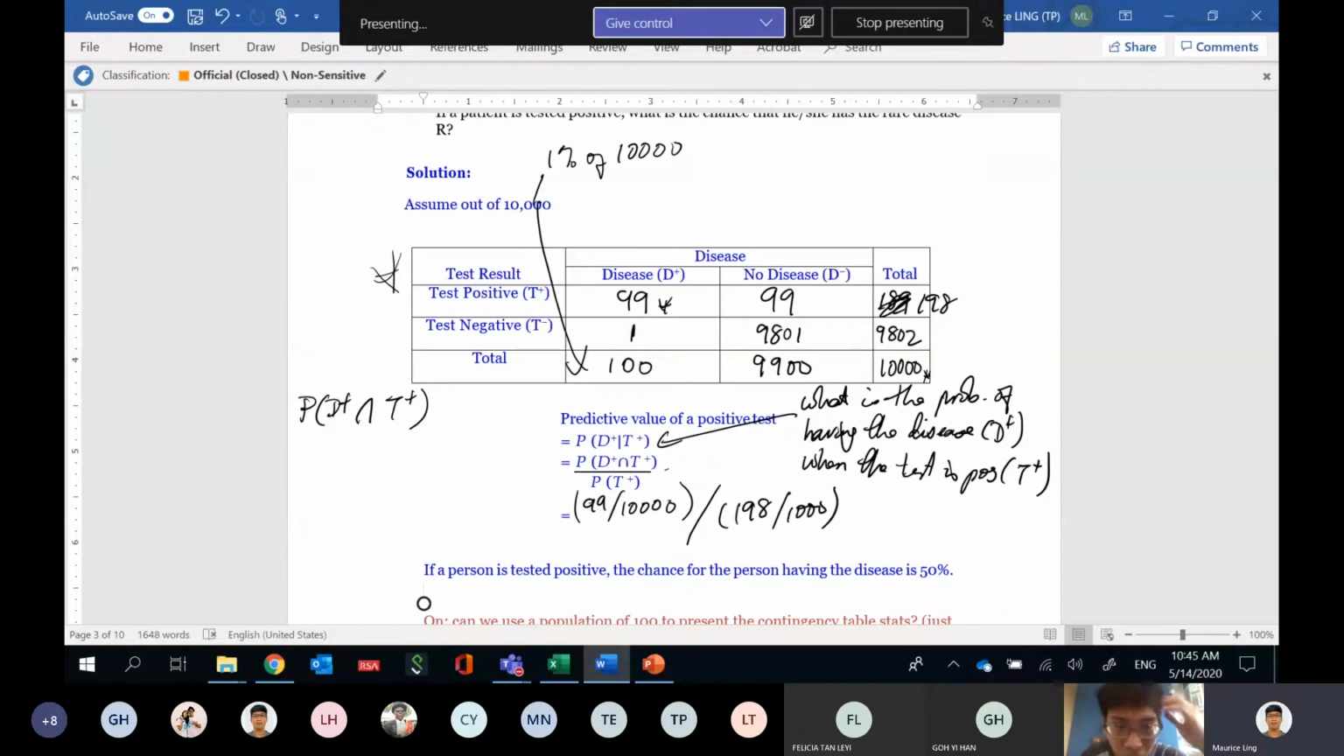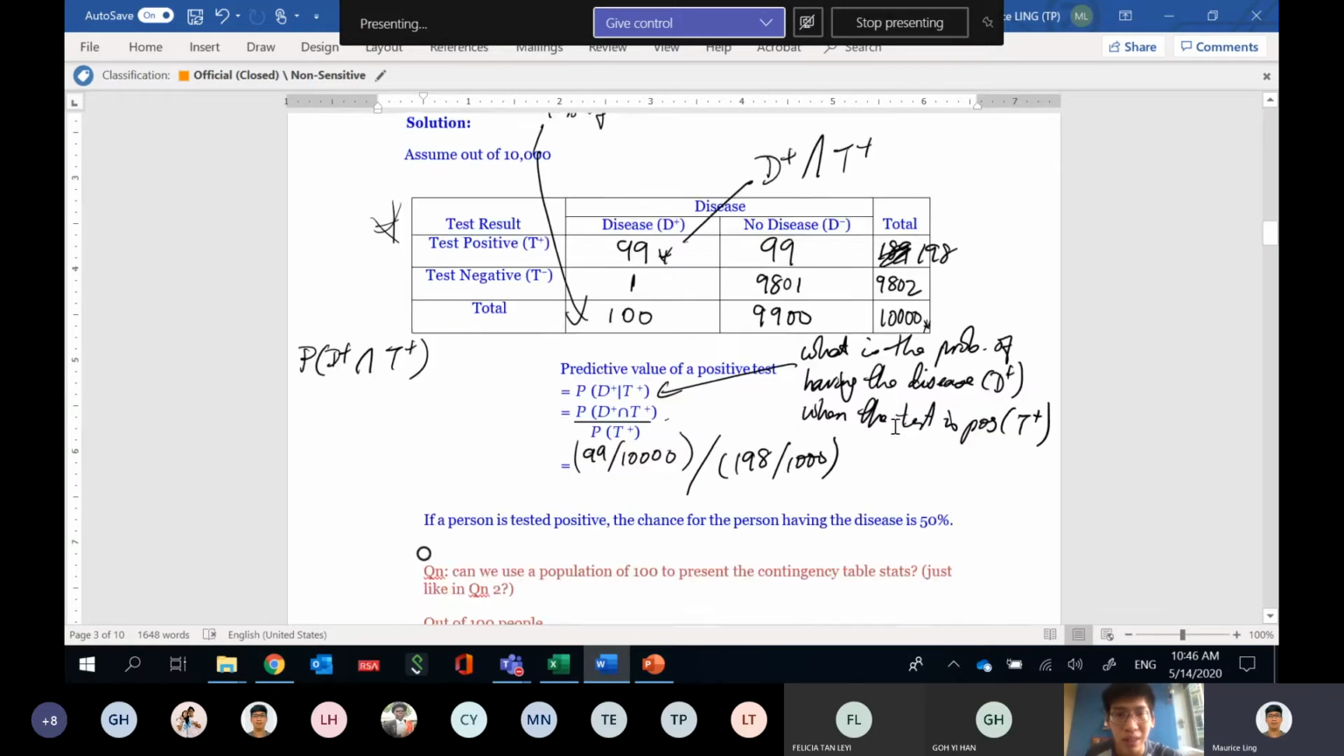Disease, right? It's both disease, because it has to be disease and positive. So it's 99. But the probability is divided by the total number of people. So this part is actually disease and positive. But in order to find the probability, you divide by the total number of people. Okay. Yes, sir. Thank you, sir.